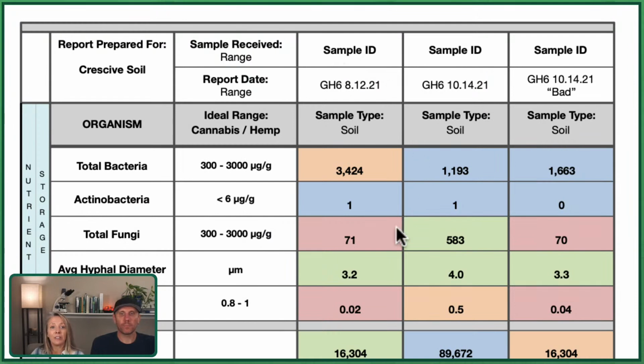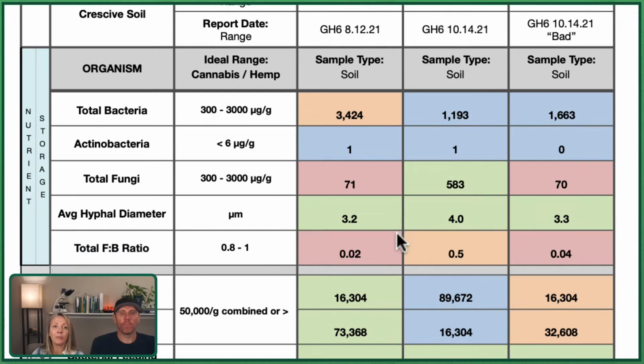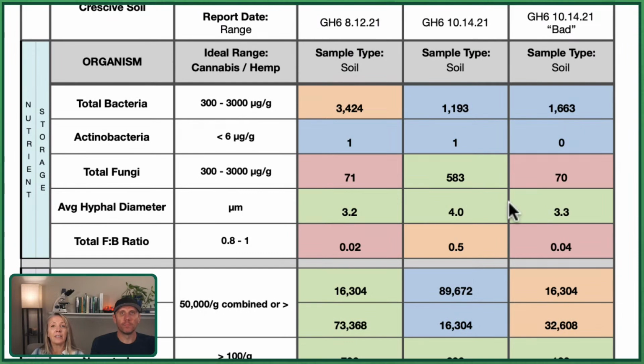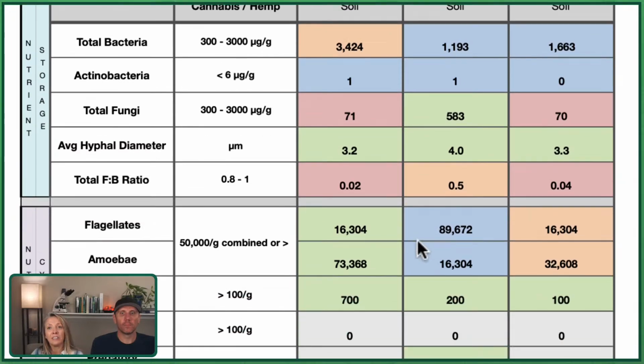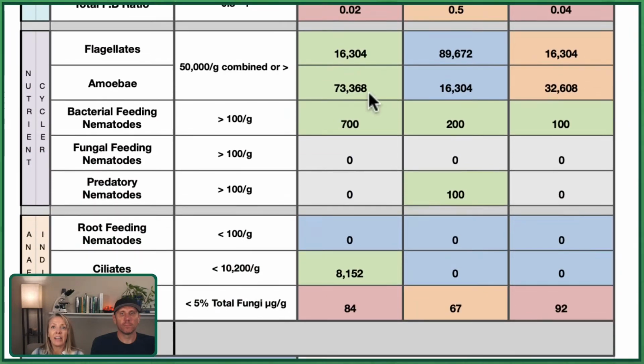So in greenhouse 6, again, the first soil that we took a sample of was on the same date, August 12th. You can see it's about a similar story. High bacteria, not so high on the fungi, fairly low. This particular soil had adequate nutrient cycling in the flagellates, amoeba, and the bacterial feeding nematodes. We always like to see that in the blue, but there is some adequate nutrient cycling happening there.